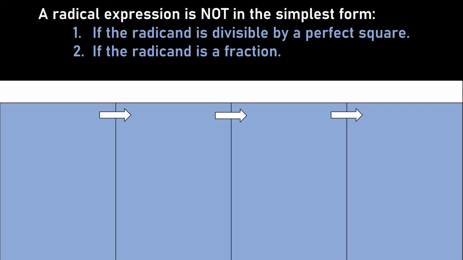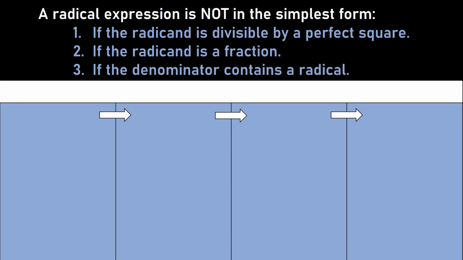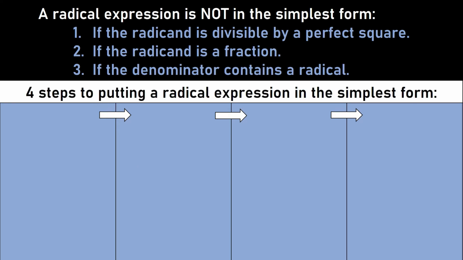The next one, if the radicand is a fraction, then that radical expression is not in its simplest form. And finally, if the denominator contains a radical, then that radical expression is not in simplest form. So now that you know how to identify an expression that is not in simplest form, there are 4 steps to putting a radical expression in the simplest form.